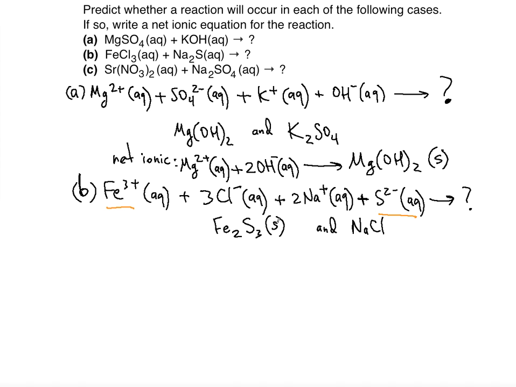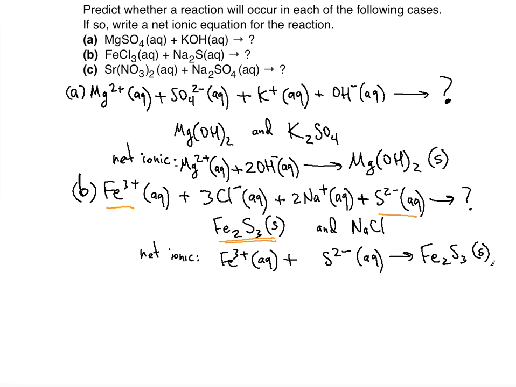Let's see, so we need a sulfide, right? So most carbonates, hydroxides, phosphates, and sulfides are insoluble. Exceptions: ammonium and group 1A metal salts. Now iron is not in group 1A. Iron is group 8B, right? So this is definitely going to be true. This is going to be a precipitate. This is going to be the reaction. And this is going to be aqueous ions. These two ions will remain aqueous, right? So the net ionic is going to be this.